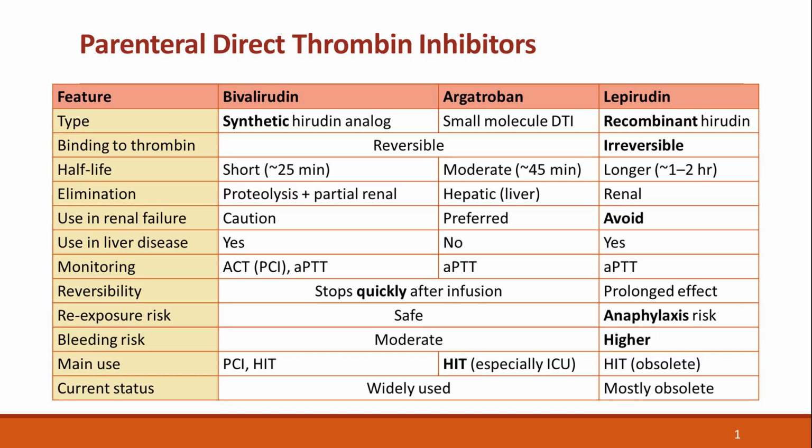Therefore, in practice, the choice between these agents is guided primarily by organ function and safety considerations. Argatroban is preferred in renal failure due to hepatic clearance, while bivalirudin is widely used in PCI due to its short half-life and controllability.